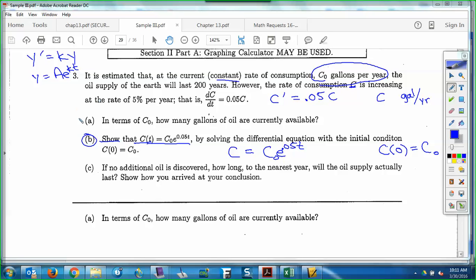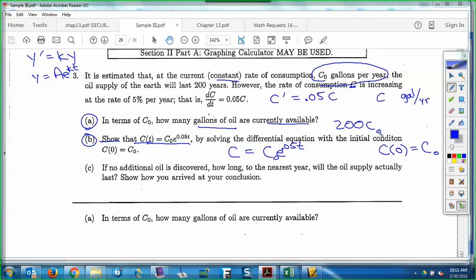All right, now the key to getting part C though is now doing part A. In terms of c sub 0, how many gallons are currently available? Remember, c is gallons per year. So how many gallons do we currently have with the information that we're given in the problem? Okay, 200 c sub 0.